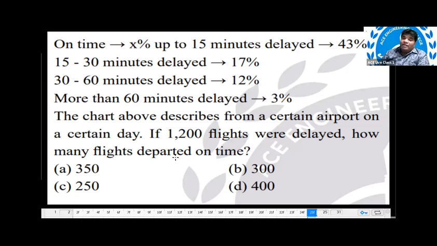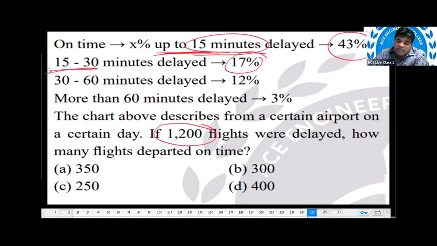Overall, 1,200 flights were delayed. How many flights departed on time? From the flights point of view, overall 1,200 flights were delayed. From the percentage point of view, up to 15 minutes, 43% of flights delayed. 15 to 30, 17%. 30 to 60, 12%. More than 60 minutes, 3%.